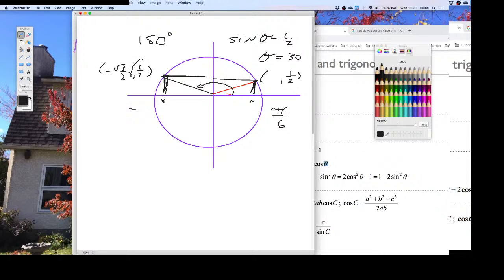That has a y value of 1/2 for sine, just as pi over 6 or 30 degrees has 1/2. So you have to know that there are two values for sine theta equal to 1/2. It's pi over 6 and 150 degrees, which is 5 pi over 6.